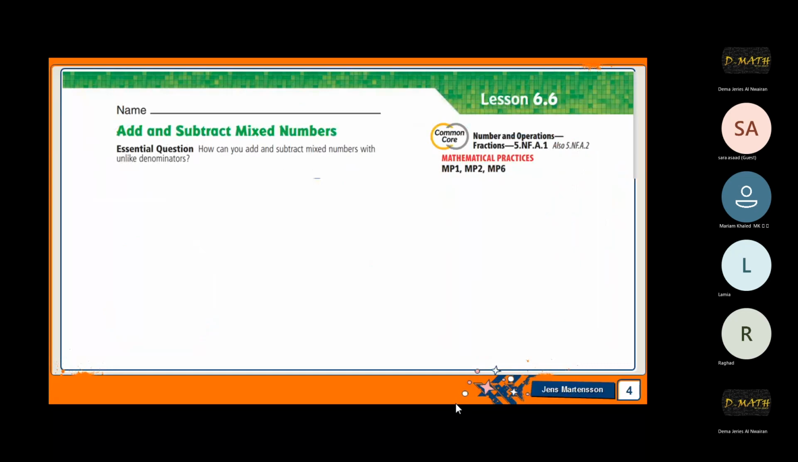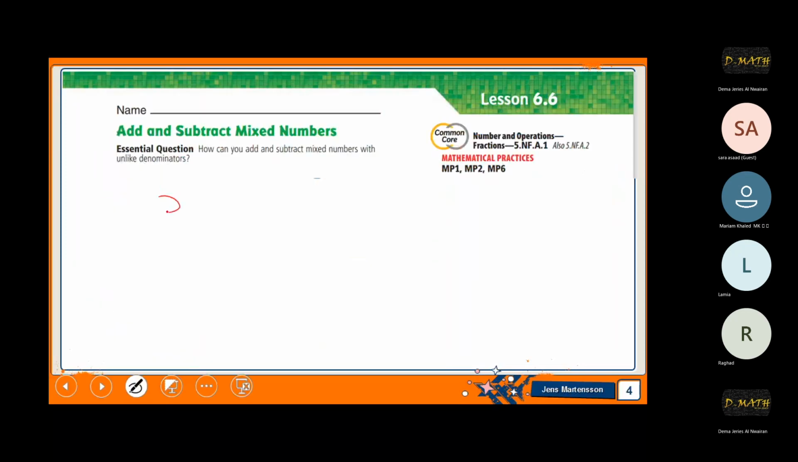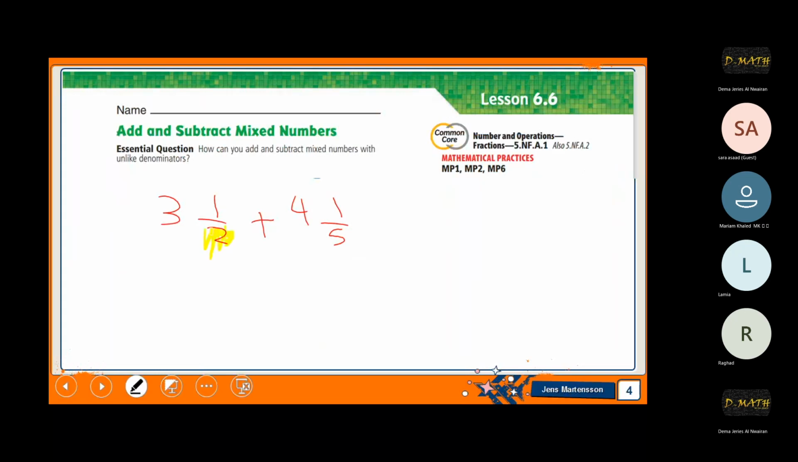That's if we have 3 and a half as an example, and I want to add 4 and 1 over 5. What do you have to do? The first step, you have to see where the denominators are. What are the denominators here? Are they 3, 1, or 2? Yes, 2. Right. So the first step, you will say that this is my denominator here and here is my denominator. Are they the same? No.